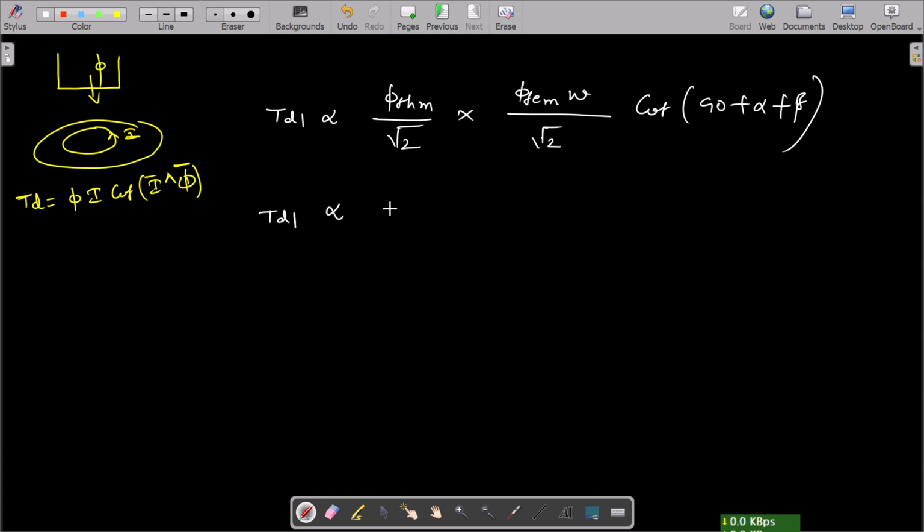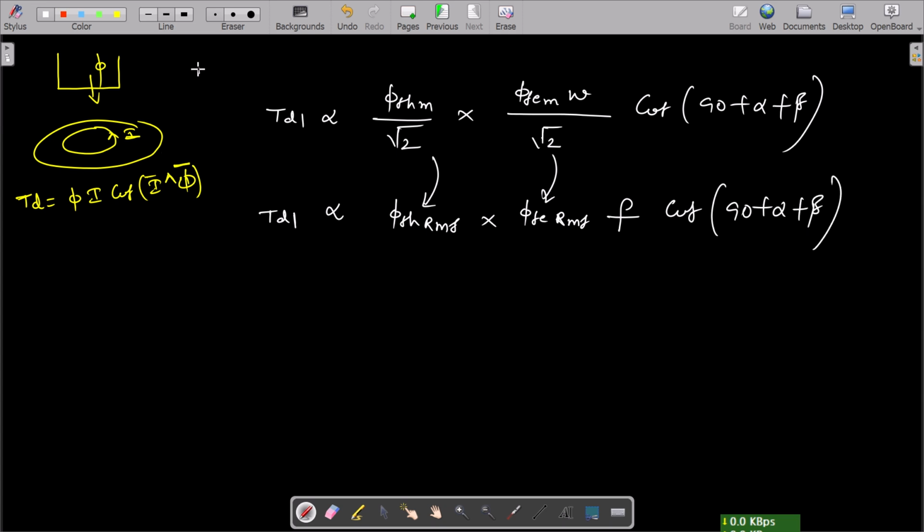Then TD1 will be equal to, this is RMS, and here also this phi is RMS, and this omega is directly proportional to frequency, and cos of 90 plus alpha plus beta. Okay, because omega is equal to 2 pi f, the frequency of all these voltages. Okay, this is how that TD1 will be produced.